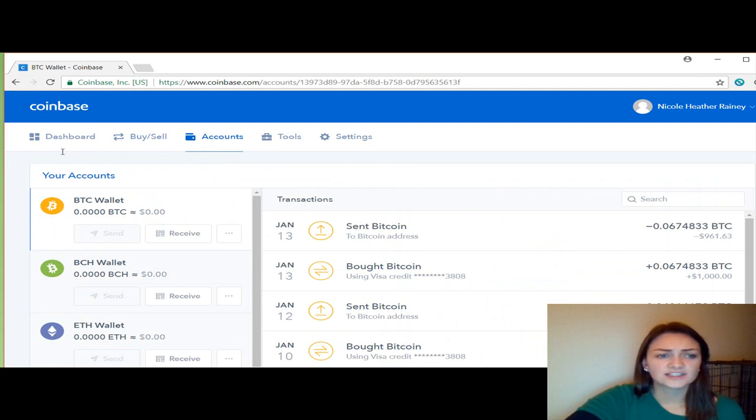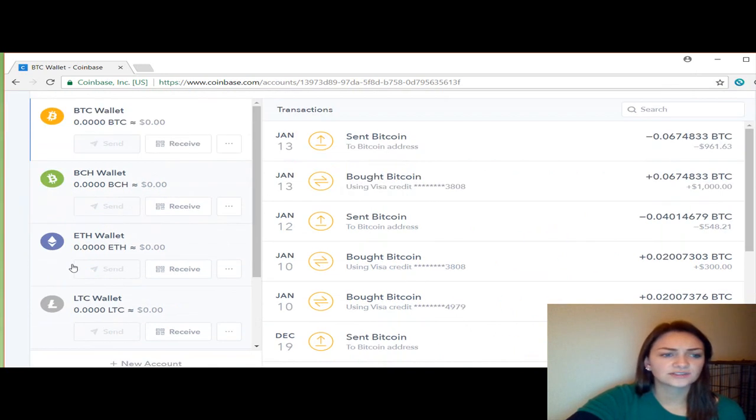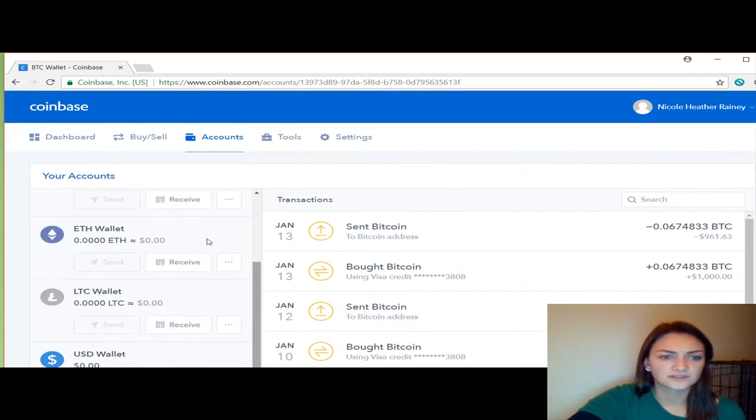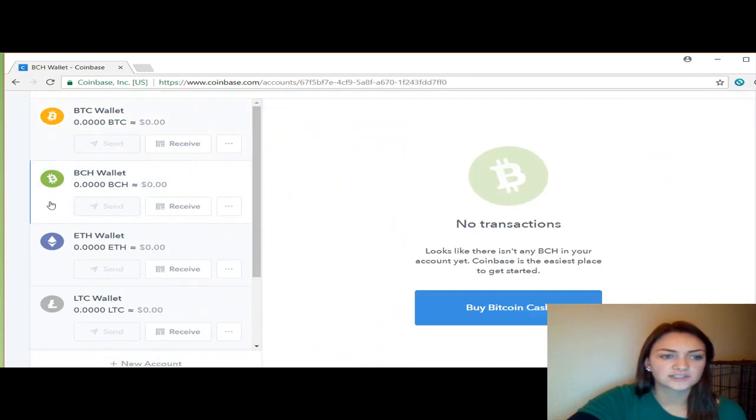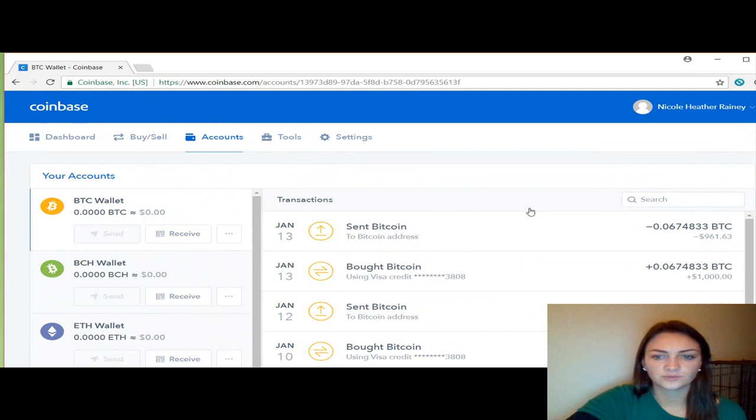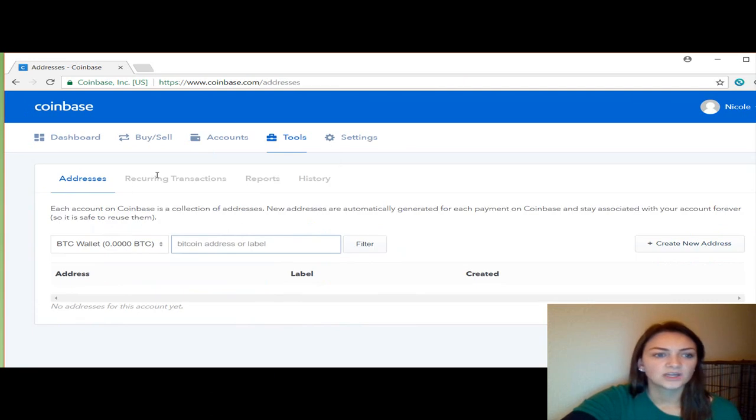The next tab is accounts. So there are actually 5. There's a scrolly wheel. 5 wallets, and again you can see how much money you have in each wallet from what you purchased, and your transaction history is on the right. It's kind of neat to keep track.